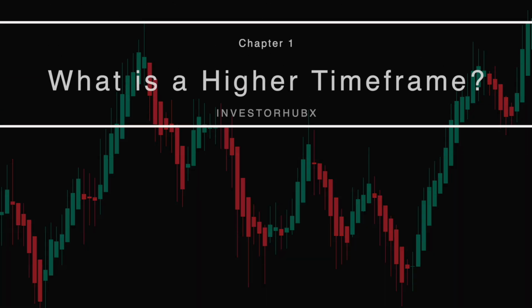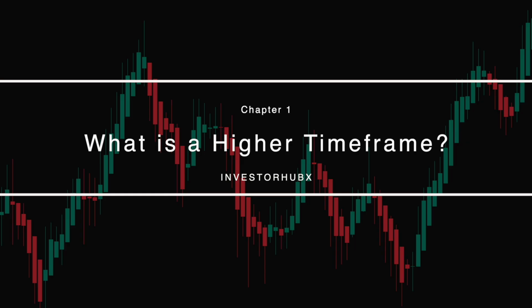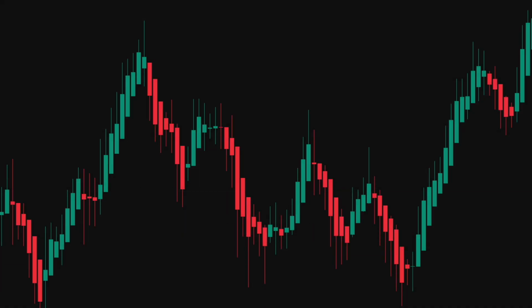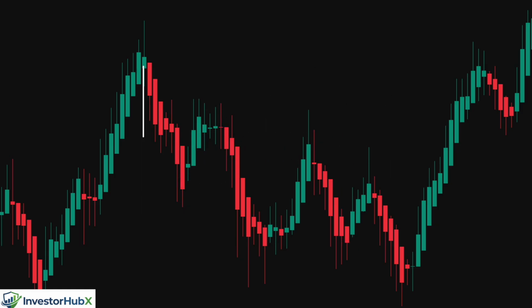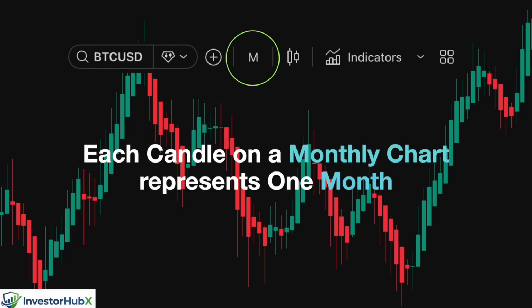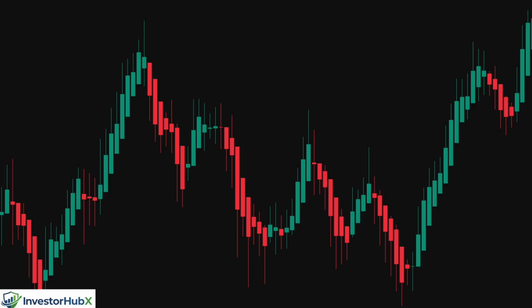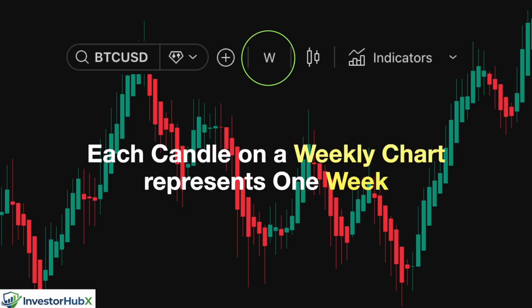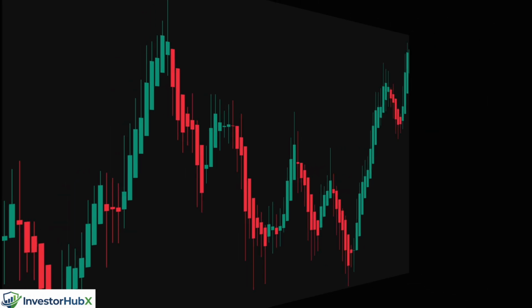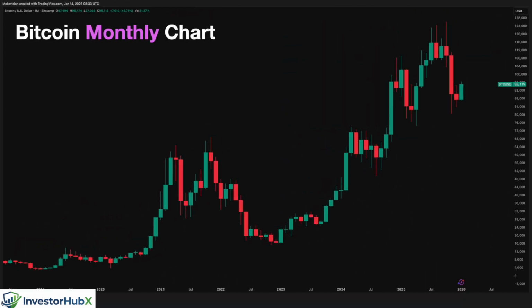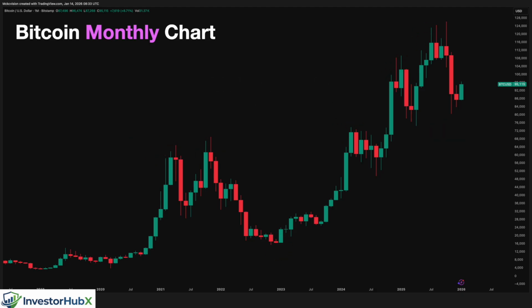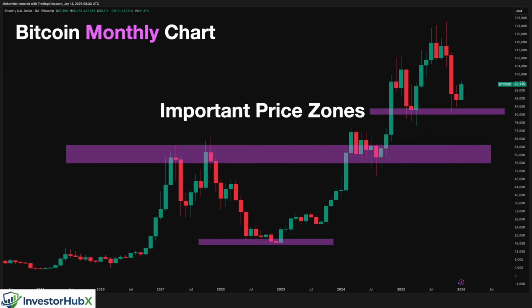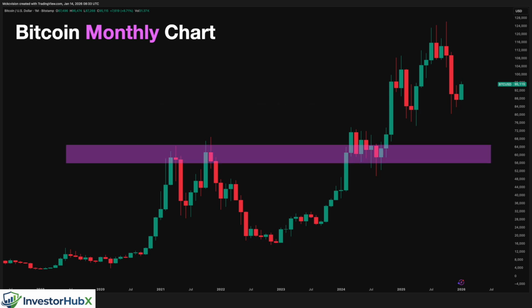Let's get started. First, let's define what we mean by a higher time frame. A higher time frame usually means the weekly or monthly chart. Each candle on a monthly chart represents 1 month, while each candle on a weekly chart represents 1 week. Higher time frames show the big picture: major trends, key turning points, and important price zones that institutions pay attention to. What happens on a higher time frame carries more weight.